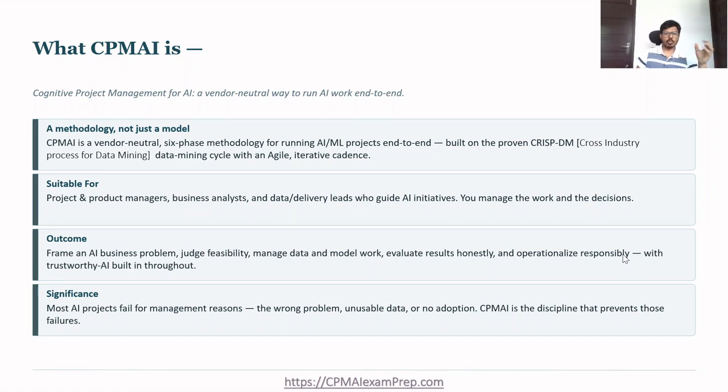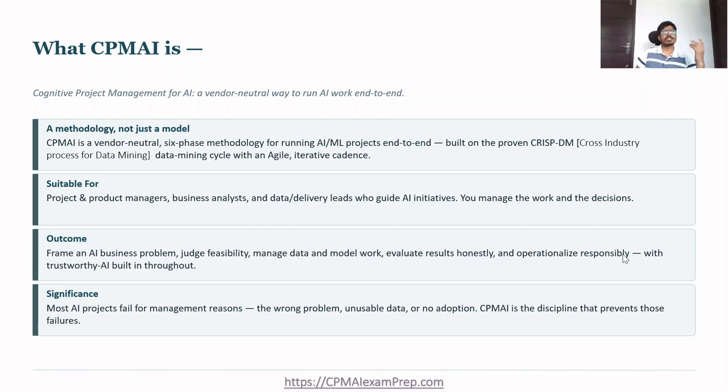Now let's see what the outcomes of this course and certification are. Post this course, you will be able to frame an AI business problem, judge AI feasibility, manage data and model related work, evaluate the output of results honestly, and also operationalize these AI solutions responsibly. That means embedding trustworthy AI in all phases of the AI project lifecycle.